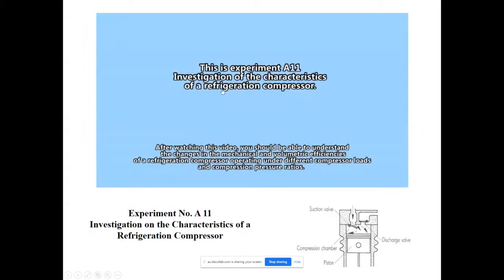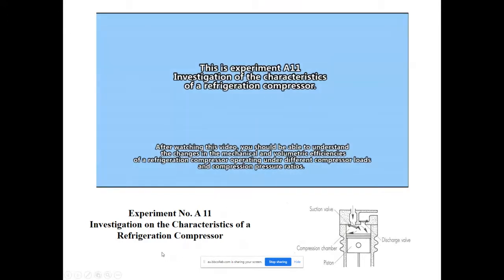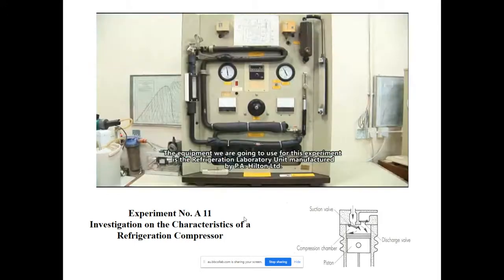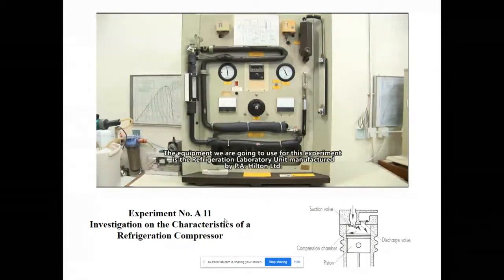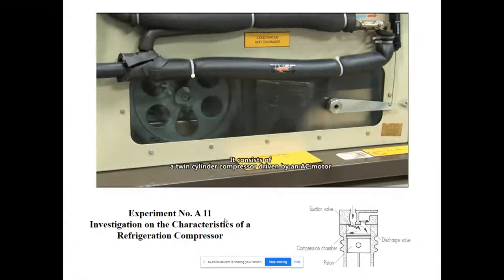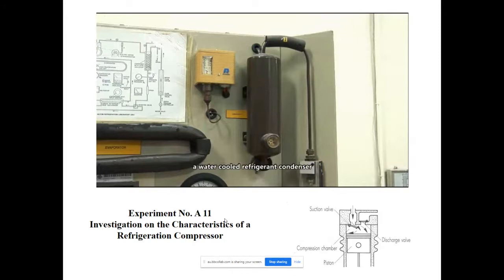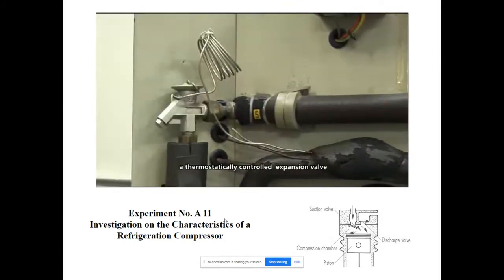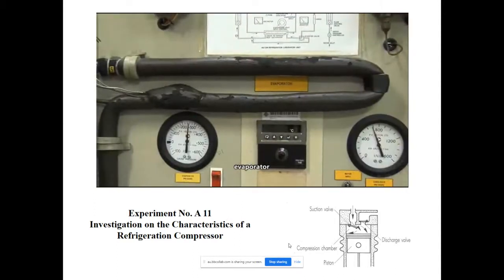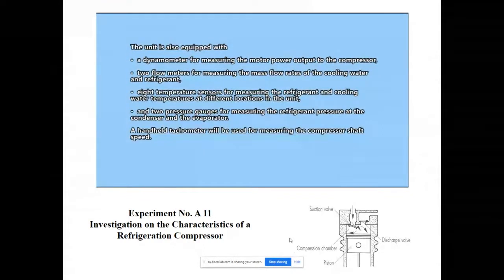The second one is to investigate the performance of refrigeration. This is experiment A11, investigation of the characteristics of a refrigeration compressor. After watching this video, you should be able to understand the changes in the mechanical and volumetric efficiencies of a refrigeration compressor operating under different compressor loads and compression pressure ratios. The equipment we are going to use is the refrigeration laboratory unit manufactured by PA Hilton Limited. It consists of a twin-cylinder compressor driven by an AC motor, a water-cooled refrigerant condenser, a thermostatically controlled expansion valve, and lastly, an evaporator.